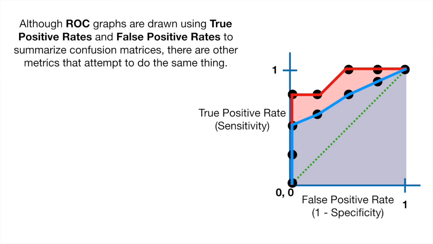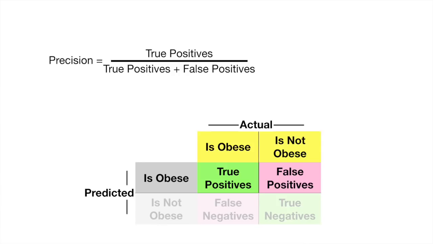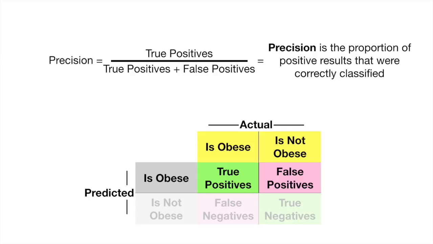Now, one last thing before we're all done. Although ROC graphs are drawn using true positive rates and false positive rates to summarize confusion matrices, there are other metrics that attempt to do the same thing. For example, people often replace the false positive rate with precision. Precision is the true positives divided by the sum of the true positives and false positives. Precision is the proportion of positive results that were correctly classified.